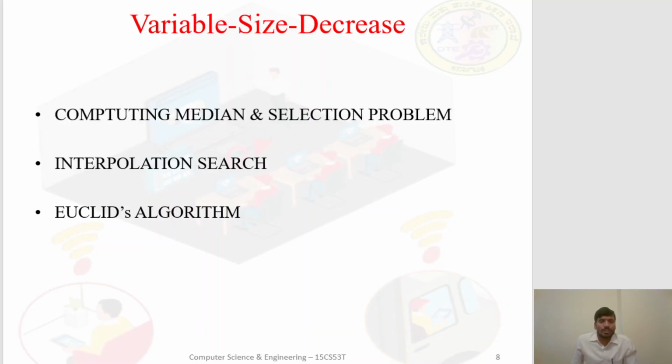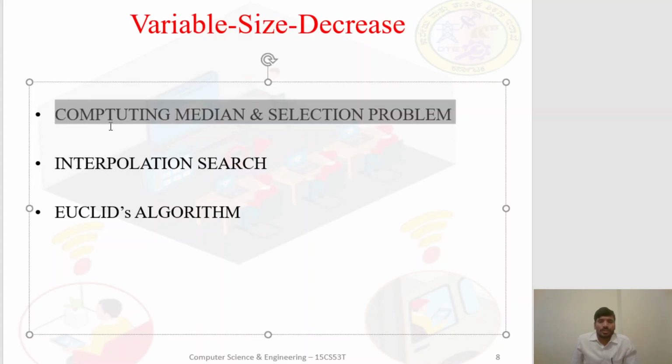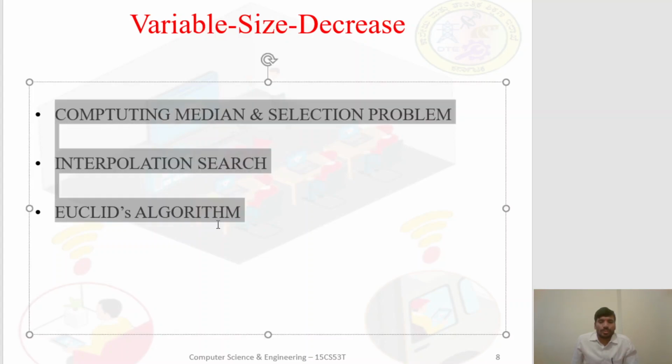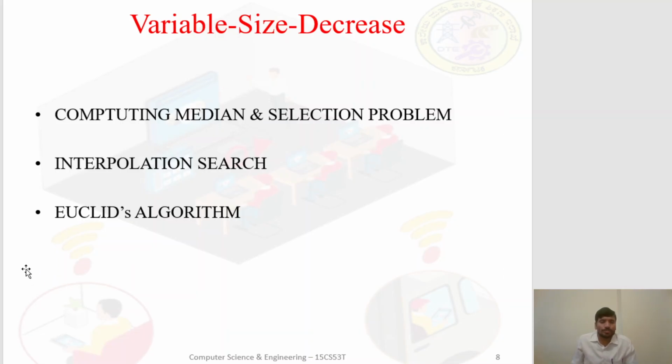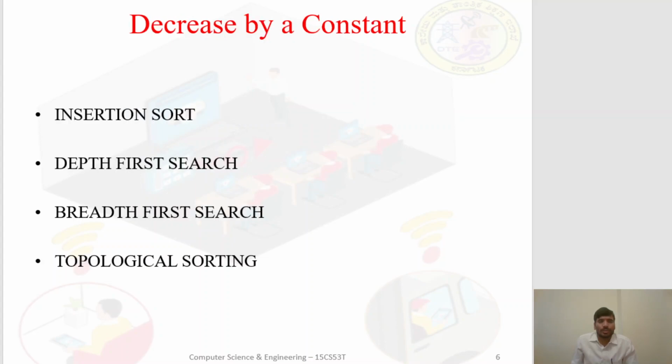And we also discussed the third variation, that is variable size decrease. In this variation, we come across these problems or examples: computing median and selection problem, interpolation search, and Euclid's algorithm.